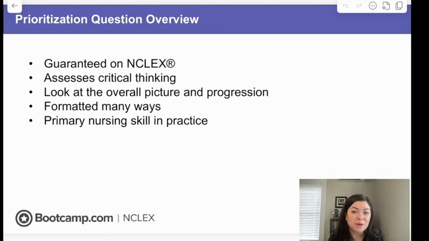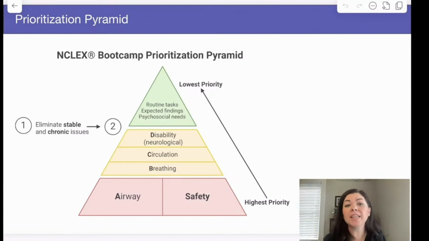I also want to remind you guys that priority setting is a skill that you're going to use every day in practice. So it's important to continuously practice this skill and get better at prioritization, because you're going to be using it every day. Before we jump into these practice questions, I want to briefly review a really good resource that we have here at bootcamp.com.